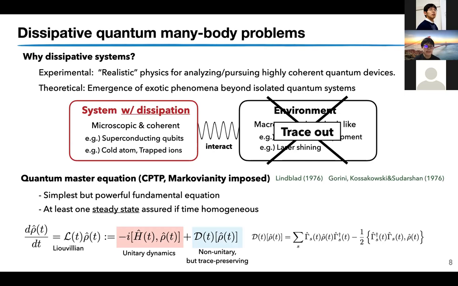Okay, and although there are many types of formalism that describe this type of dissipative system, here we would consider the simplest quantum master equation with CPTP and Markovianity imposed, as a starting point to understand this dissipative dynamics using neural networks. So the time evolution would be given both by the unitary dynamics, by the Hamiltonian, and also the dissipative effect, which is non-unitary, but still preserves trace.